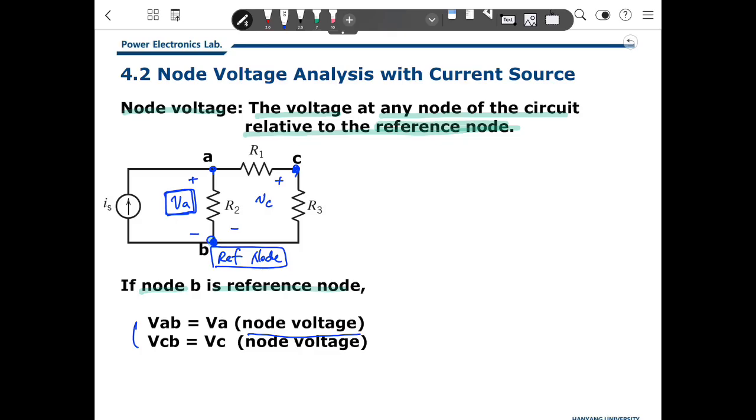So we can make another example about that. For example, we can draw a more complicated circuit here. It looks more complicated, but it's not important.